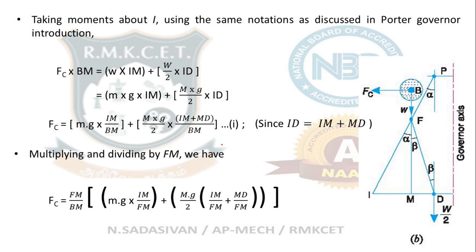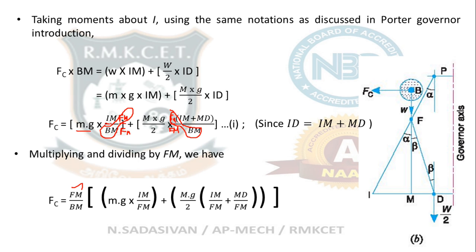In both the brackets you will have a Fm by Fm. One Fm divided by Fm will be here. So here also you will have one Fm by Fm. So what I am going to do is take this Fm by Bm as a common term outside. Okay. So if I take that as common term outside, what will be remaining here?